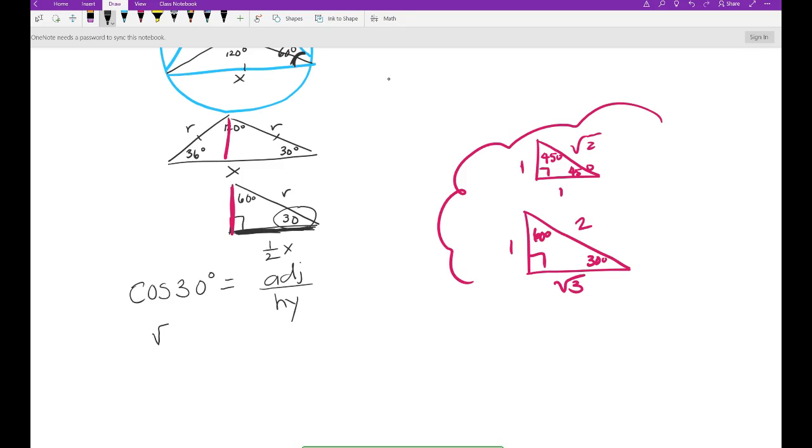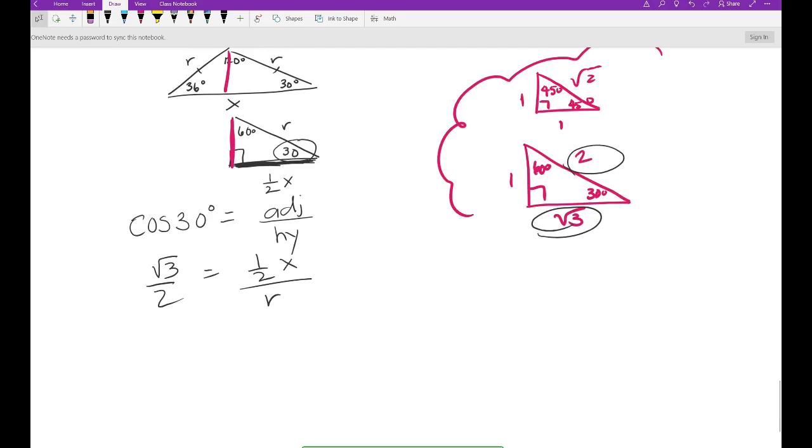Great. Rad 3 over 2, right here, equals adjacent, I have a 1/2 x on the adjacent leg over hypotenuse r. Okay. Yes, you can do this, or if you just do proportional to what you already know in the triangle. Can I cross multiply, or can I multiply both sides by 2r? Sure, it's really up to you how you simplify from here. You can cross multiply, you can multiply both sides by 2r. All right, so now I have rad 3 r equals x.